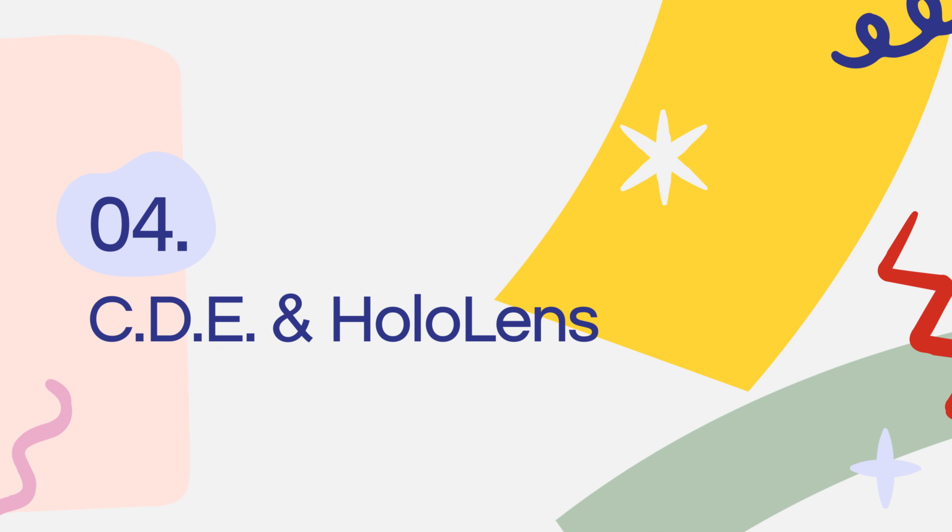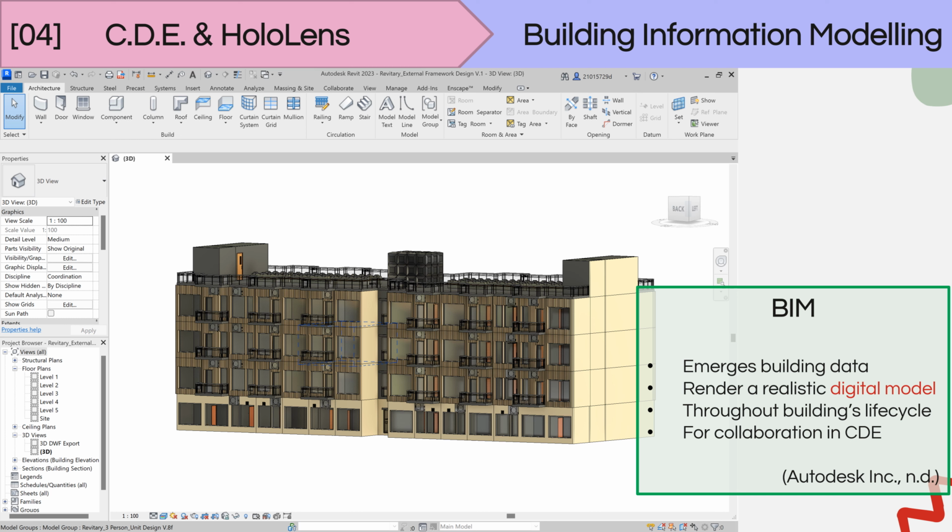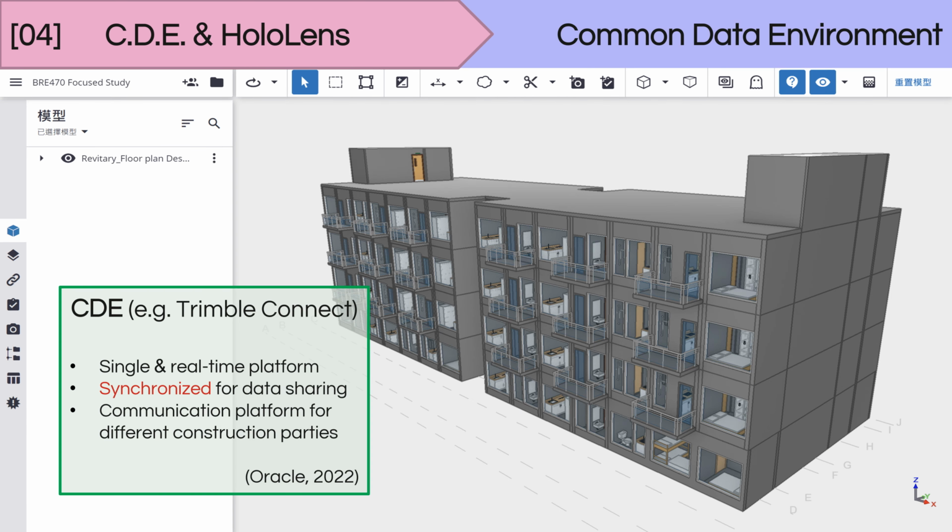Below we discuss the CDE and HoloLens we have adopted. BIM allows the production of a multidimensional digital model for visualization purposes. In this focus study, we have used Revit to produce the finalized design of a traditional housing model. A common data environment is used for real-time synchronization of building data. We have used Trimble Connect.